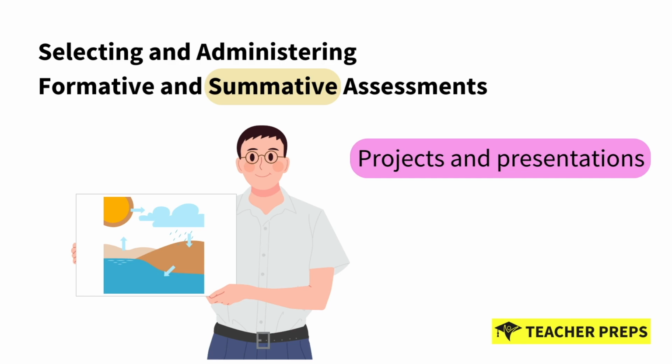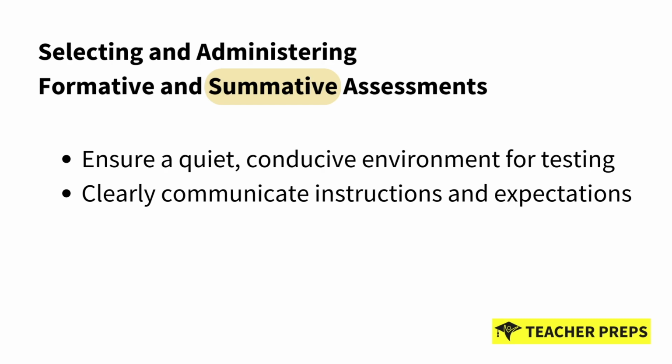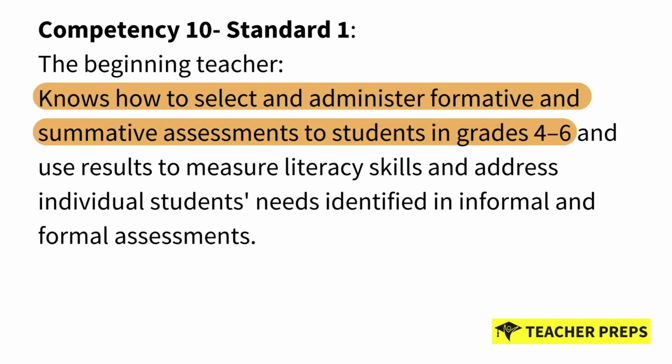Next, we'll transition from selecting the summative assessment to administering the summative assessment. When doing so, keep these three frameworks in mind. Number one, ensure a quiet, conducive environment, proper and ready for testing. Two, clearly communicate instructions and expectations. And number three, provide appropriate timeframes for completion. Jumping back to the current description statement for this lesson, we can see that we've covered the first requirement, knows how to select and administer formative and summative assessments to students in grades 4 through 6.